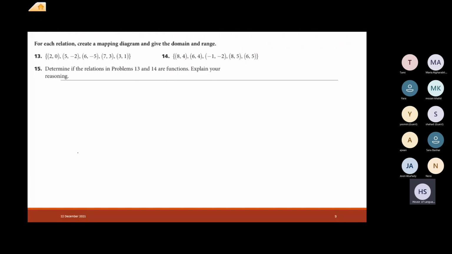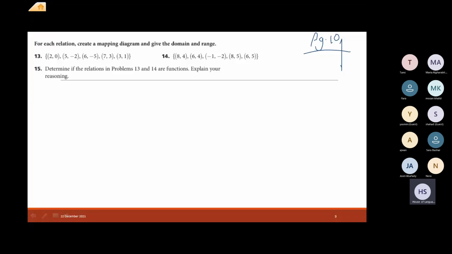Now here, for each relation, create a mapping diagram and give the domain and range. Which page? 101. Okay. So now I want you to solve number 30 in your copy book by yourself. Write the domain, the range, draw the mapping diagram, and then determine if it is a function or not.